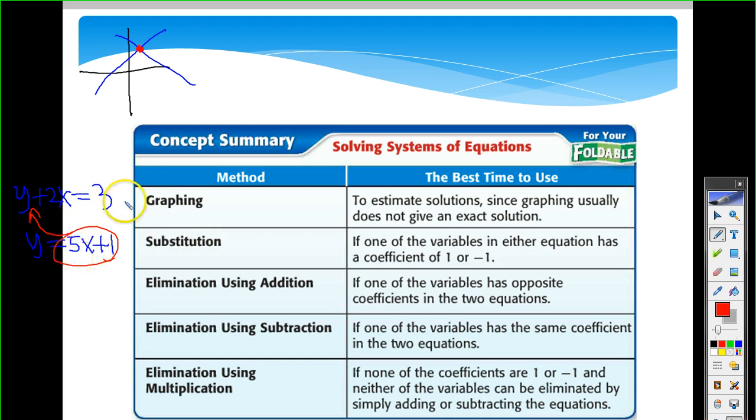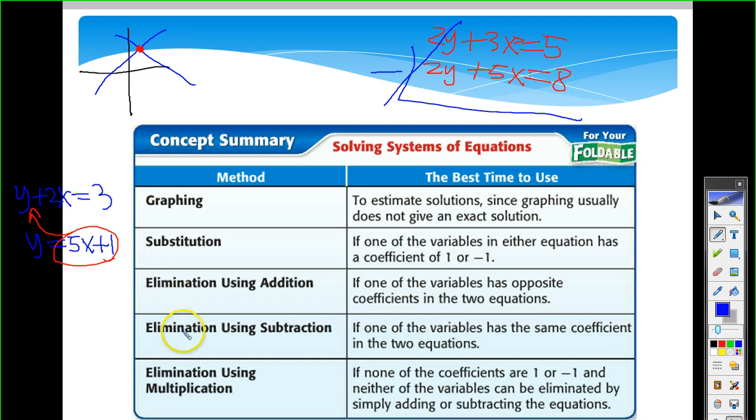Okay. Elimination using addition and elimination using subtraction. This is the method where you had 2 equations lined up. Let's say you had 2y plus 3x equals 5. And let's say you had 2y plus 5x equals 8. So elimination using subtraction was when you subtracted these, you eliminated the y, and you have 3x minus 5x, and you find what your x is.